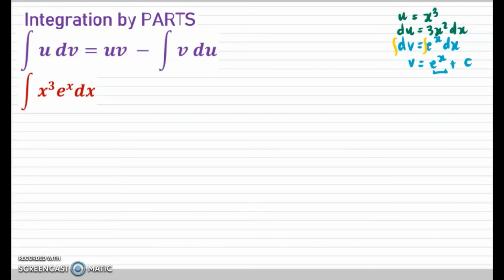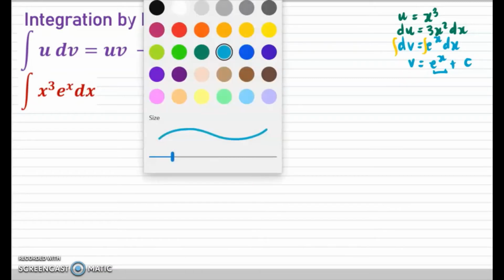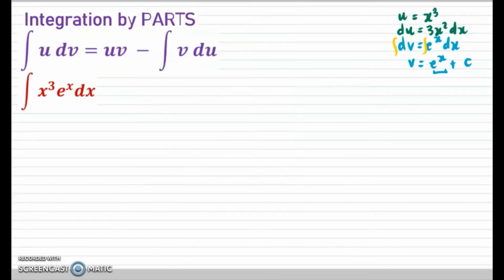And we use this part as our v. Now we have complete details for use. We have equals uv, so that's x cubed times e raised to x minus the integral e raised to x 3x squared dx. And simplifying this, we have x cubed e raised to x.